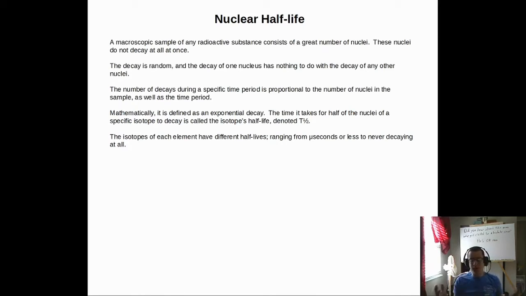And again, whenever you have more chances for something to happen, you can be more accurate with your predictions. So the number of decays that happen during a specific time period is proportional to the number of nuclei in a sample, meaning that if I have 10 atoms versus 100 atoms of a substance, with 100 atoms I'm going to have probably 10 times more decay happening because there are 10 times more things. Again, nuclear half-life doesn't depend on how many atoms there are. It simply matters on the atoms themselves.